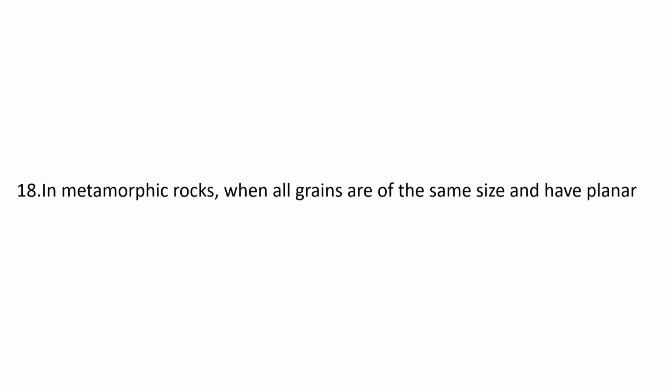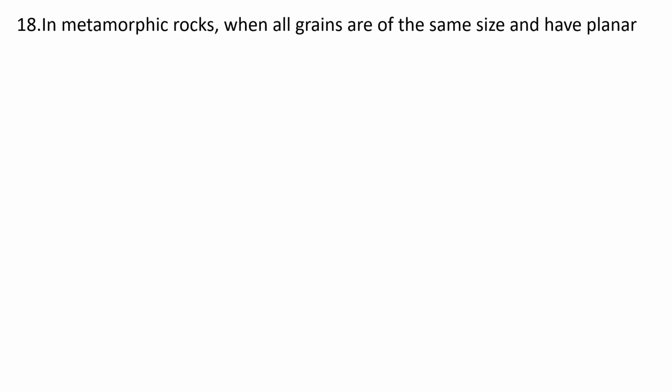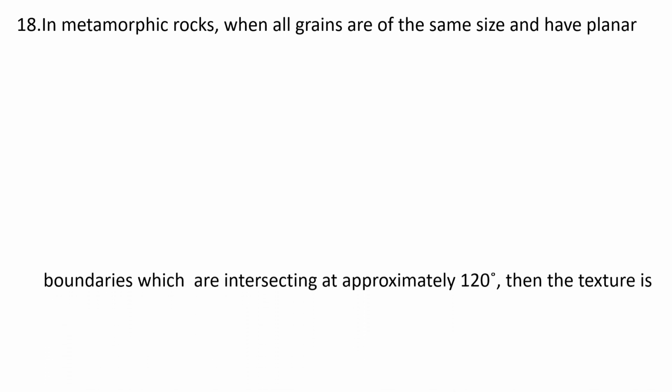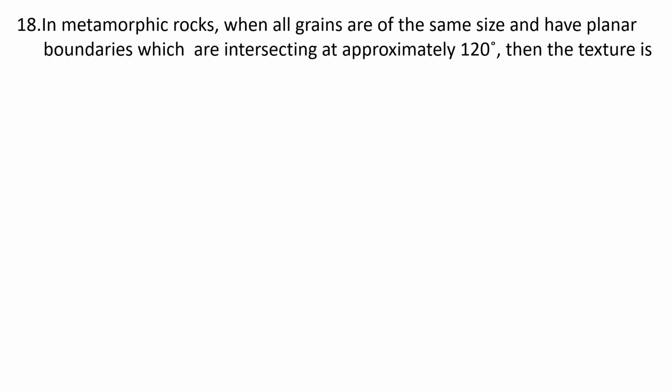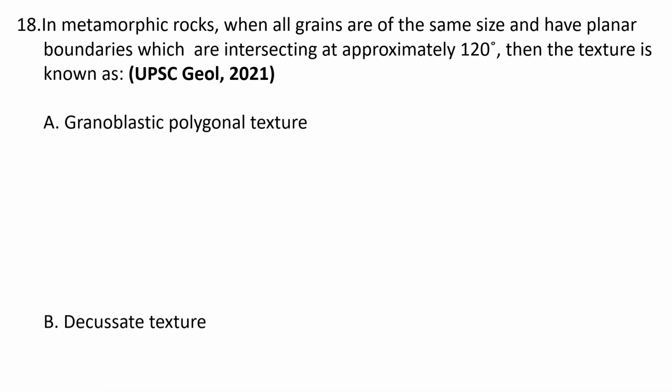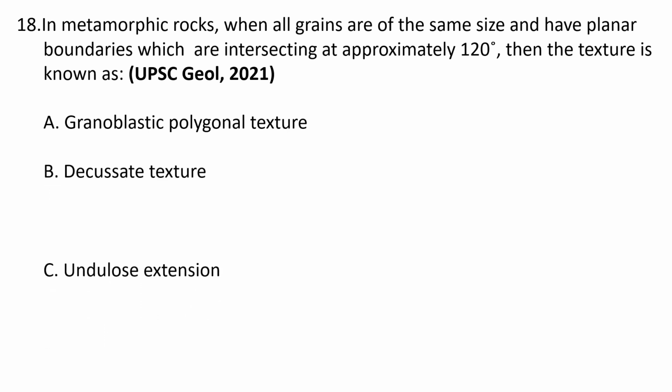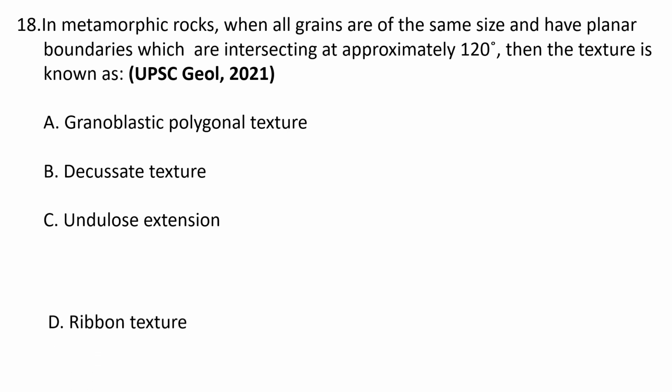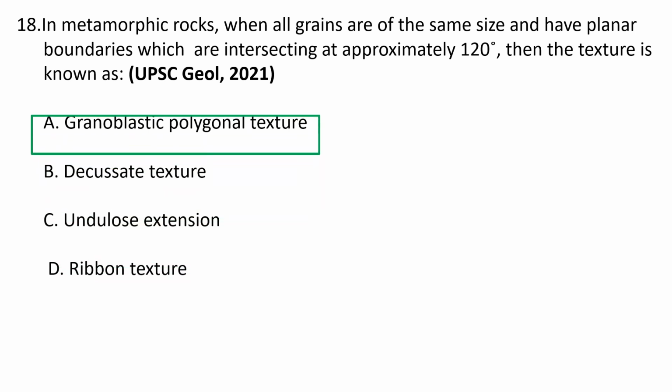18th question. In metamorphic rocks, when all grains are of the same size and have planar boundaries which are intersecting at approximately 120 degrees angle, then the texture is known as. Choices are A. Granoblastic polygonal texture, B. Decussate texture, C. Undulose extinction, and D. Ribbon texture. The correct answer is A. Granoblastic polygonal texture.